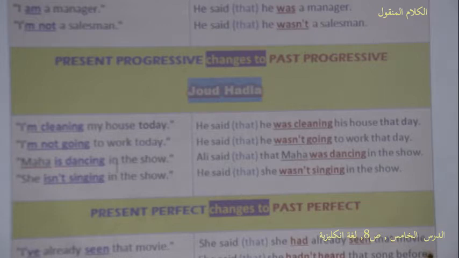Another example in the present continuous form, I am not going to work today. Here, present continuous negative. He said that he wasn't going to work that day. So we change the present continuous into past continuous. Now, Maha is dancing in the show. What is the form of the verb? It's a present progressive. And here, we change it to the past progressive. Ali said that Maha was dancing. She isn't singing in the show. She said that she wasn't singing in the show.